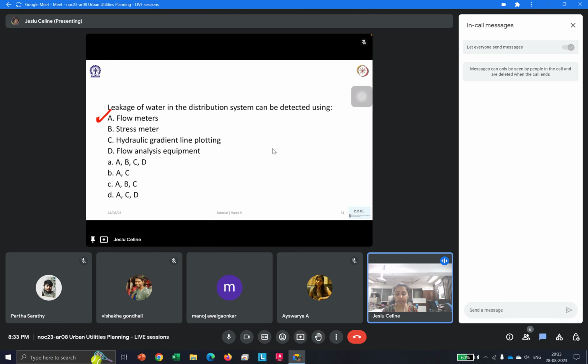Stress meter, can that detect? Yes. What does a stress meter measure? Okay, a stress meter gives the water stress, or the pressure inside the pipe. If there's a leakage, the stress meter can be used to find the leakage, because there would be a pressure difference. So yes, the stress meter can also be used.